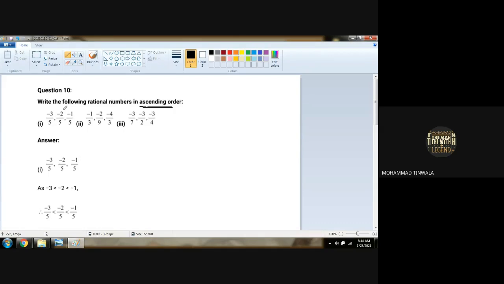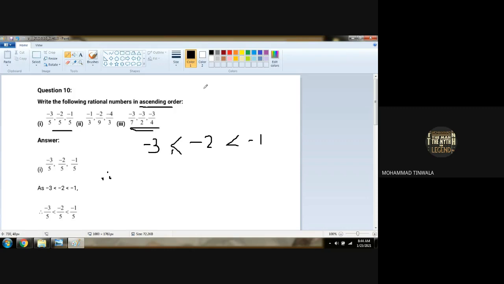Minus 3 upon 5, minus 2 upon 5, minus 1 upon 5. Ascending order means the smallest number will be first. Minus 3 upon 5 is the smallest as compared to minus 2, and as compared to minus 2, minus 1 is the greatest. Therefore, we put the pattern in order. This is our answer. Any trouble for anyone? No. In the same way, come to the next sum.